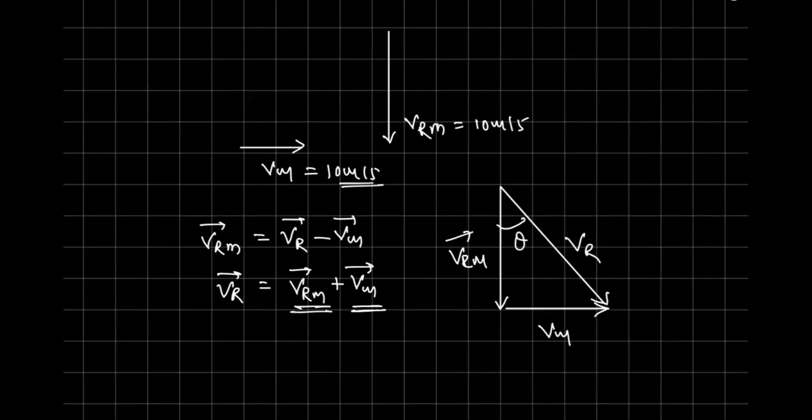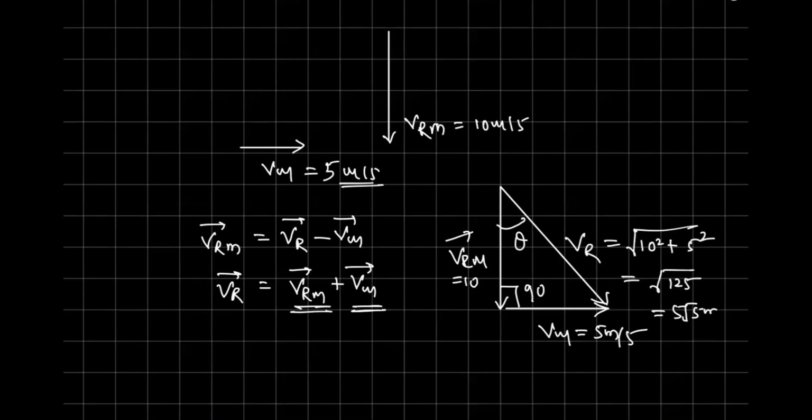So you know this value is given to you as 10. You know this angle is 90 degrees. So by Pythagoras, it is nothing but the square root of 10 squared plus 10 squared. So it will be root 200. Okay, sorry, this velocity is given to you as 5 meters per second, and this velocity is also given as 5 meters per second. So here we'll take the square of 5, so it will be root of 125. So it will be 5 root 5 meters per second.